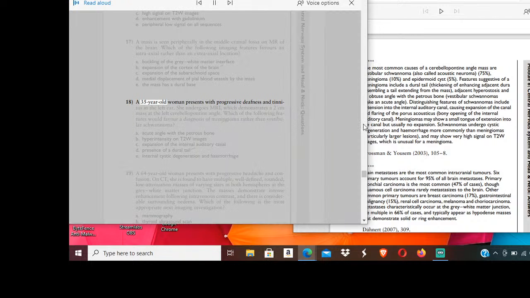18. A 35-year-old woman presents with progressive deafness and tinnitus in the left ear. She undergoes MRI, which demonstrates a 2 cm mass at the left cerebellopontine angle. Which of the following features would favor a diagnosis of meningioma rather than vestibular schwannoma?